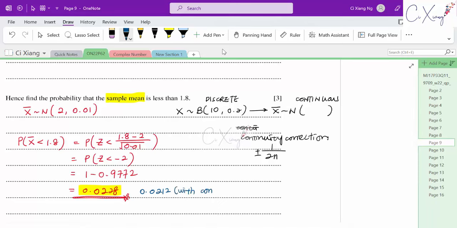If you carry out the calculation using the continuity correction, then your final probability should be 0.0212. In the marking scheme, they accept both answers, but mainly for the latest syllabus that we have, we are allowed to ignore the continuity correction because n is very large and the continuity correction value is very, very small. So my main answer here will be 0.0228 without the continuity correction. Okay, so this is how we answer question number 5.